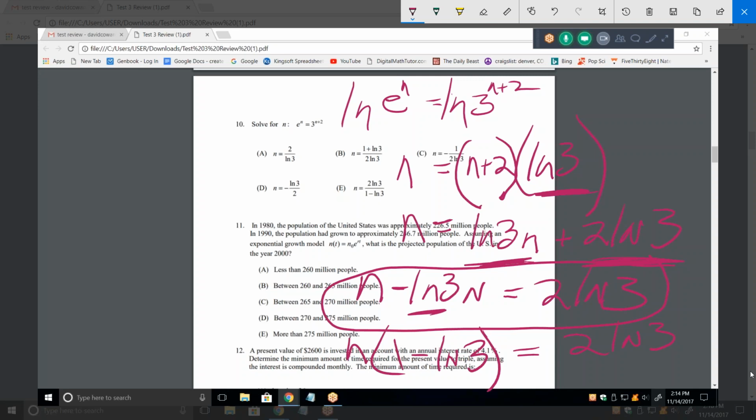Now, what's n equal to? You divide both sides by the 1 minus ln of 3. So that should be our answer. Do we see anything like that?